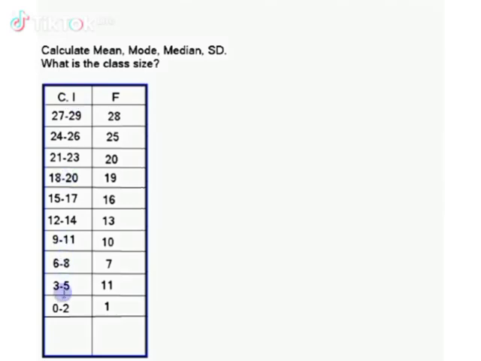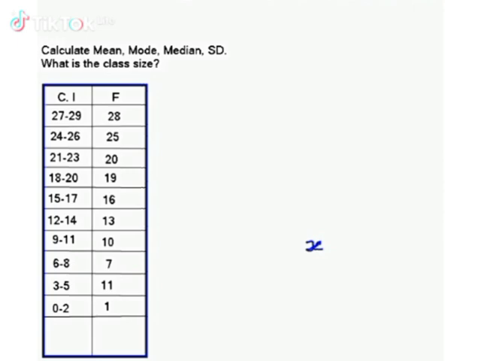Right. We're going to use this class interval and frequency distribution to answer the following questions: that is mean, mode, median, and standard deviation, and then answer what is the class size of this distribution. So the first thing we do is to put the formula for mean.